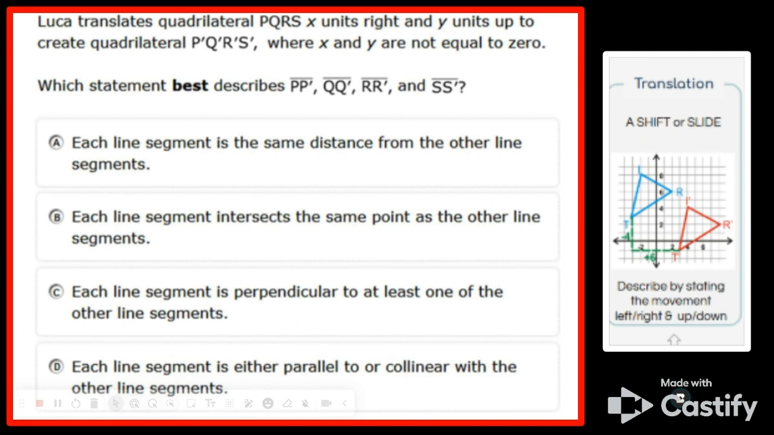Again, when it's talking about translation, specifically this part here, if we're shifting X units to the right and Y units up, A is going to be the only one that's going to be true and best described because we went the same direction and the same distance. That's what the X units right and the Y units up really highlights. Again, same distance because we're talking about that shift and that slide. Hope that helps. All right, let's continue to do some more excellent practice.